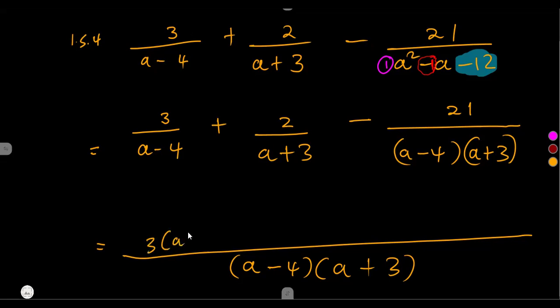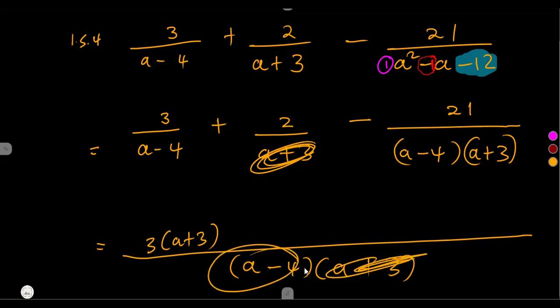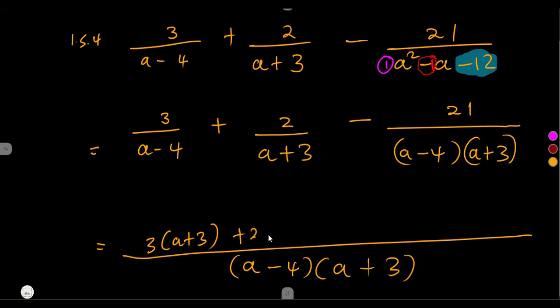So that's 3 into A plus 3. So the case is, we have A plus 3. It's going to cancel with A plus 3. What's going to remain? A minus 4. The A minus 4 that is remaining will be multiplied to that number, but do not forget its sign. So it's going to be plus 2 into what? Remember, A plus 3 canceled. So you're going to remain with A minus 4.